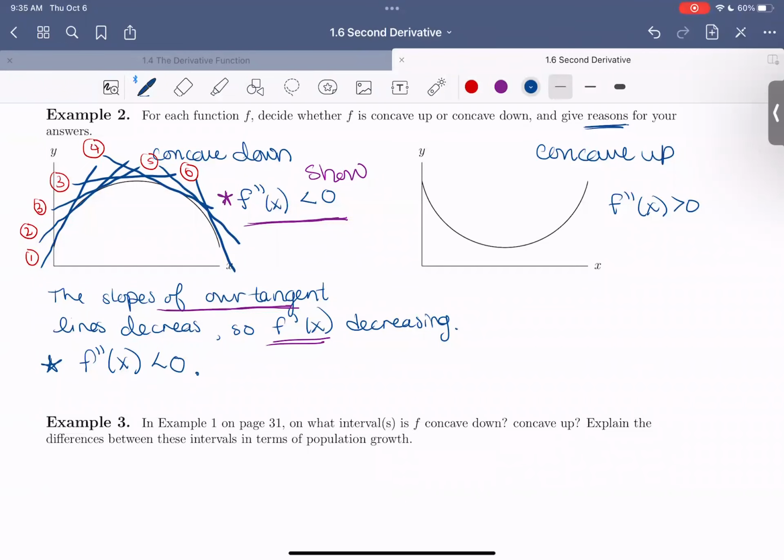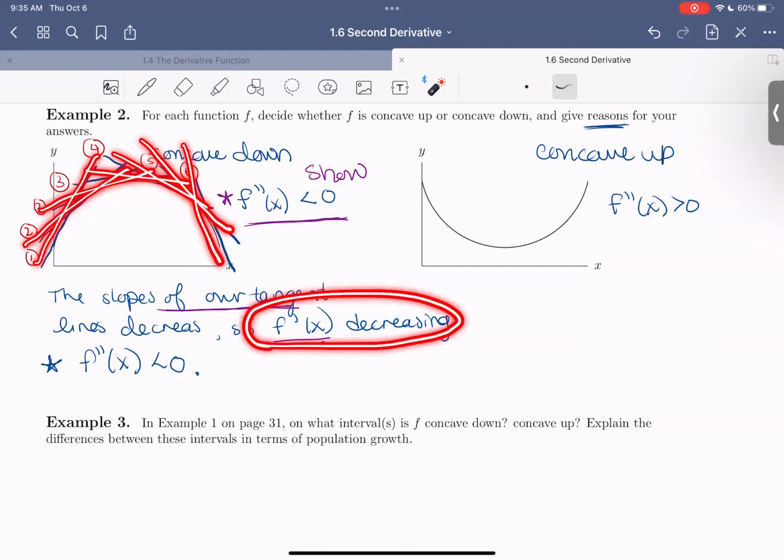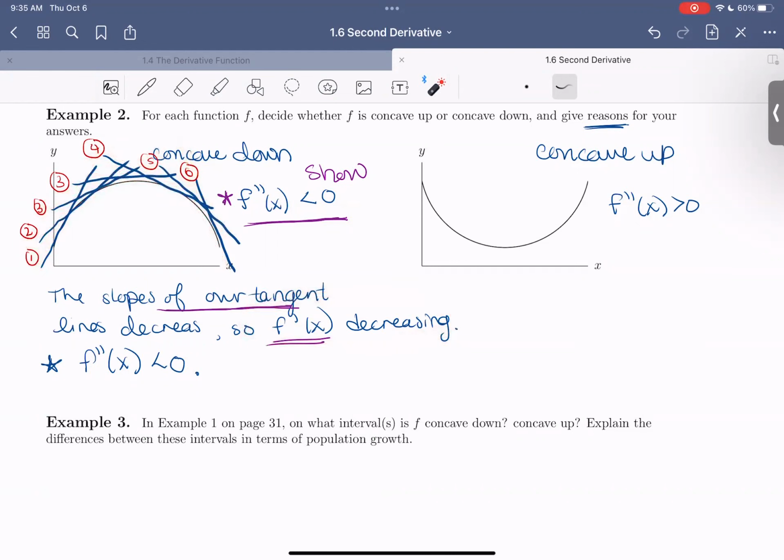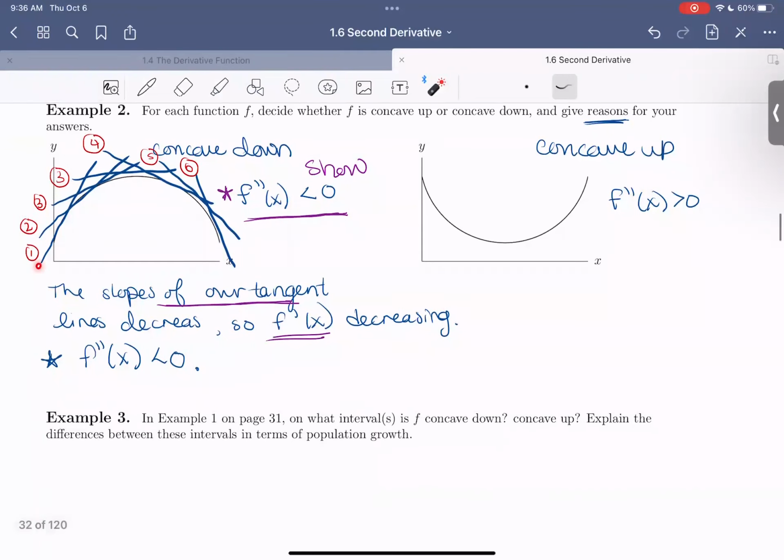I just want to repeat that again. Our tangent lines, the slopes get smaller. So those slopes decrease, so our derivative decreases. Then the change or the difference from one tangent line to the next is going to be negative. The difference of those slopes as we go left to right is going to be negative. It's going to start at some amount and then change to be smaller. So that difference is negative, which is why that second derivative is negative.